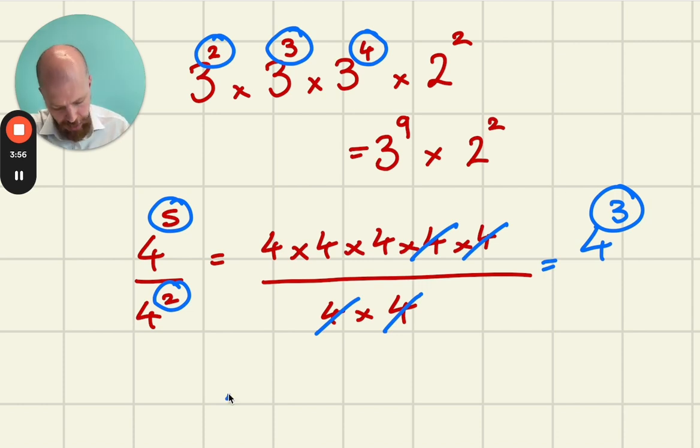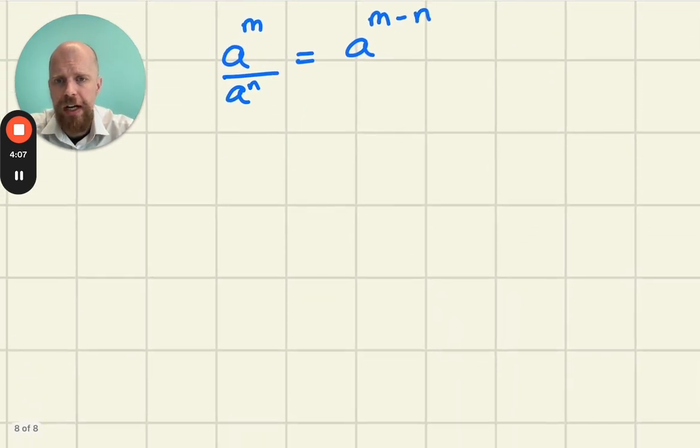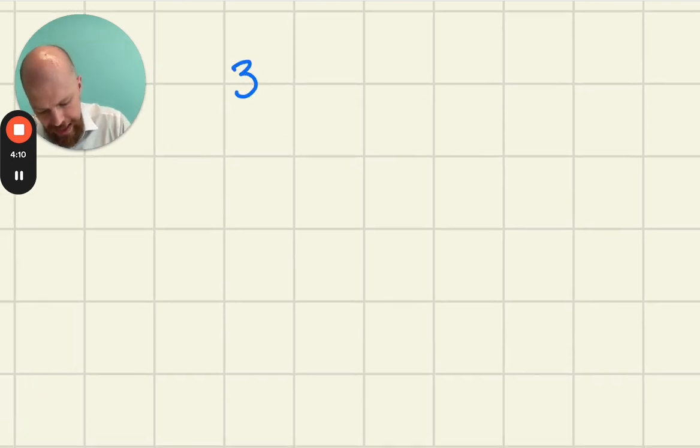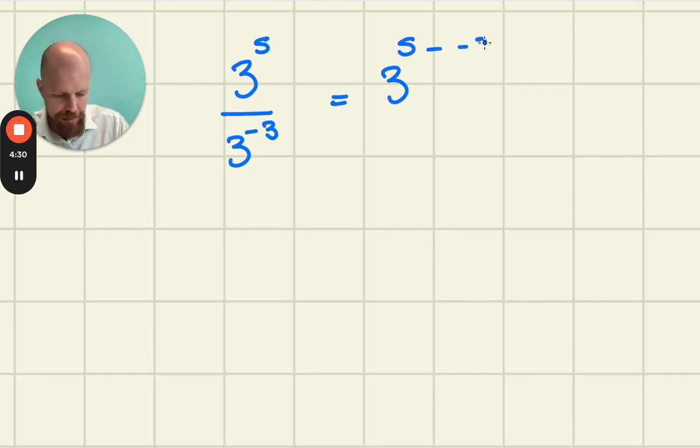So the second law is that a to the m divided by a to the n is a to the m minus n. Let's have one more example. Let's say we do 3 to the power 5 divided by 3 to the minus 3. Now, a really common mistake here, and you've got to be really careful with this, is that students go, 5 take away 3, awesome, that's 3 squared. But that is incorrect. You don't do that. We do 3 to the 5 minus negative 3. The 2 minuses make a plus, so it's actually 3 to the 5 plus 3, which is 3 to the power 8.